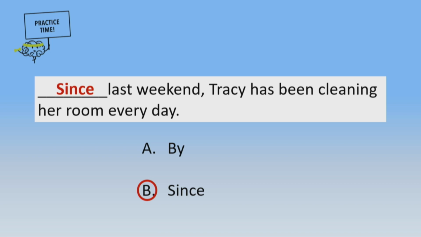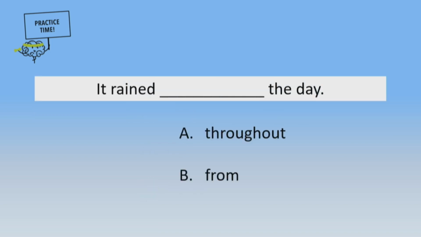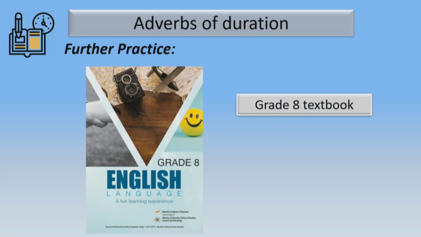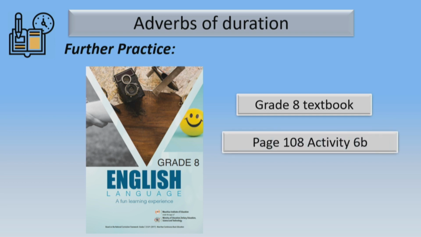One last try. The correct answer is, it rained throughout the day. The adverb throughout indicates the duration of the rain. The rain fell during the whole day. If you wish to practice further, go to your Grade 8 textbook, page 108, and complete activity 6b.